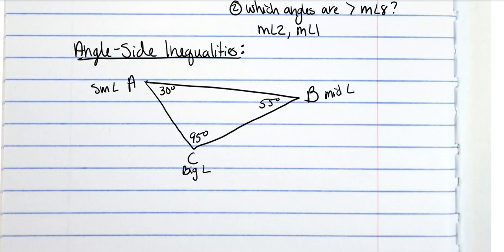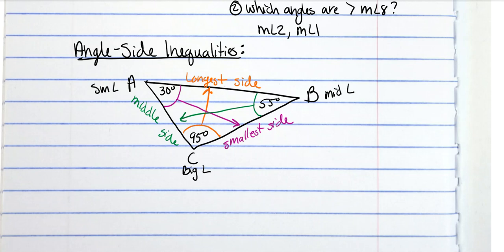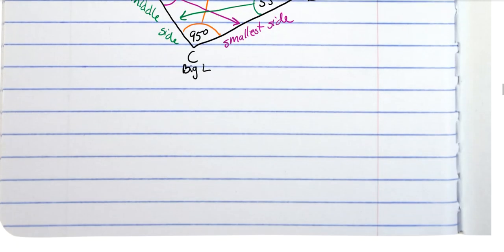So what the angle side inequality says is that across from your biggest angle is your longest side. Across from your smallest angle would be your smallest side. And then, of course, across from the middle angle would be your middle side. All right, so example problems.